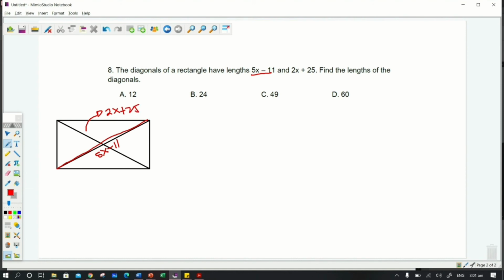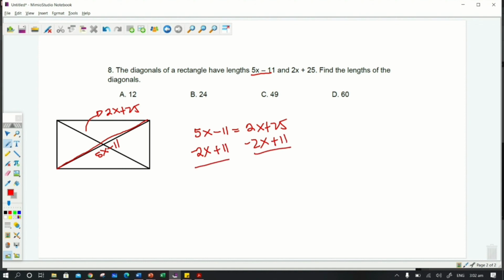So, kung babalikan natin ang property ng rectangle, diagonals are congruent. So, ibig sabihin nun, parehas yung kanilang sukat. So, we have 5x minus 11 is equal to 2x plus 25. Then, combine similar terms tayo. So, yung 2x, ilipat natin sa kaliwa. So, we have minus 2x. Then, yung negative 11, i-transfer natin sa kanan by adding both sides of the equation by 11.